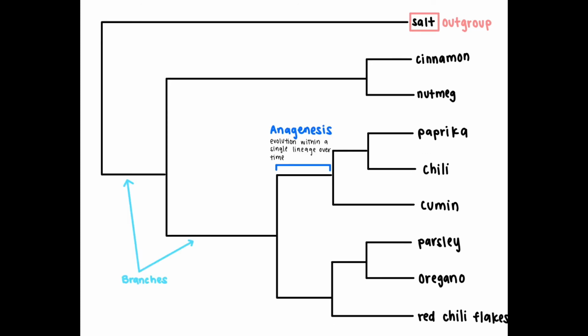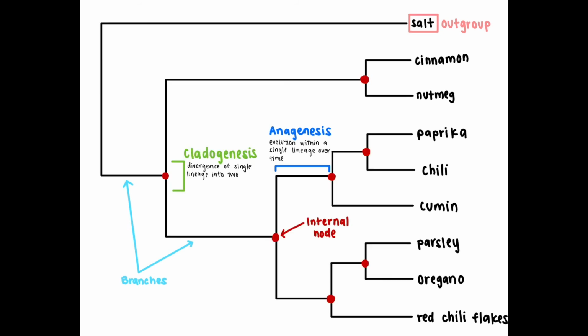The horizontal line on the tree measures the amount of relative evolutionary time, where shorter branches mean more closely related species. The evolution that occurs on one branch or lineage is called anagenesis. The internal nodes are the points where speciation occurs and two new species emerge. The node itself represents the most recent common ancestor that existed before the divergence of species. This divergence of one branch or lineage into two is called cladogenesis.